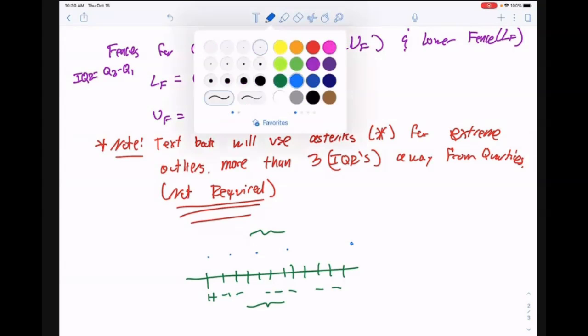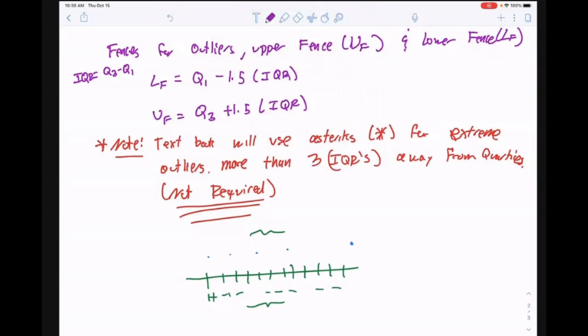And then what you're going to do is find your lower and upper fences. So you might find out your lower fence is right here. This is where the lower fence is. And then you find out that here is your upper fence.